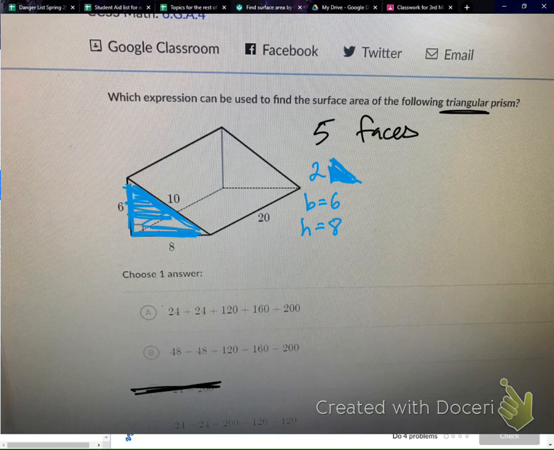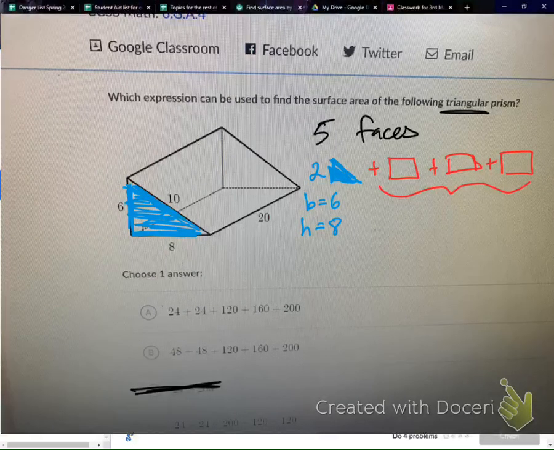on either end of this figure. So they got 2 of those. And then my 3 other rectangles are going to be slightly different. I can tell you the length of each one of the rectangular faces is going to be 20. So 2 triangles plus 3 different rectangles. And I can tell you all of these have a length of 20 because of this thing right here. But the height of these is each going to be different.